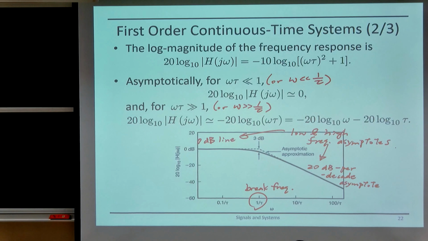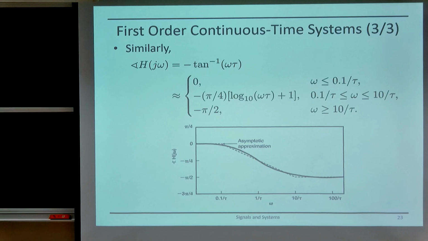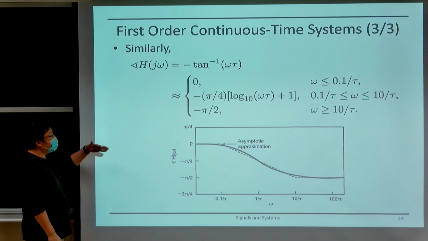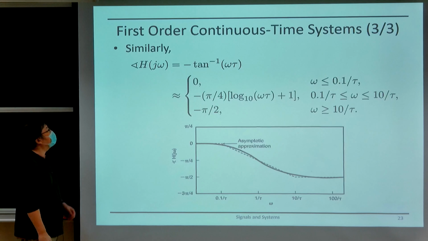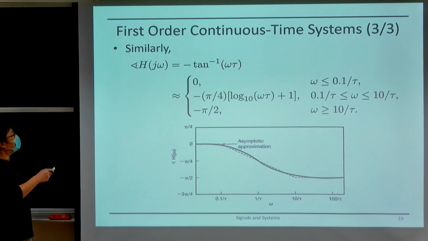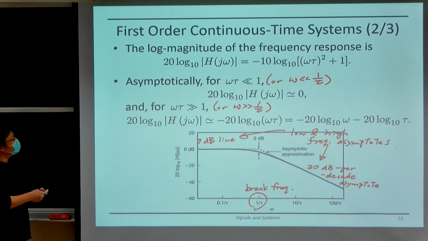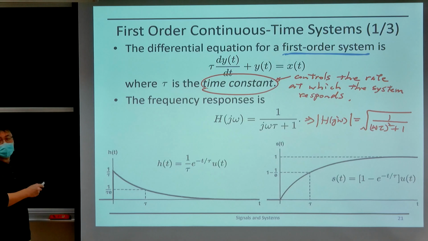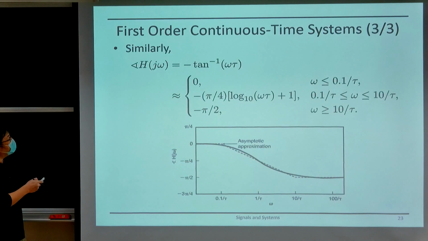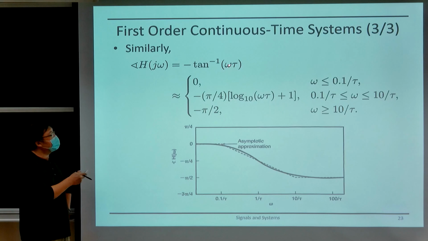Now you can do the same thing for the phase as well. You can try to approximate the phase with these simple straight line functions. In this case, the phase is minus arctangent omega tau. You can compute this from the original frequency response here.